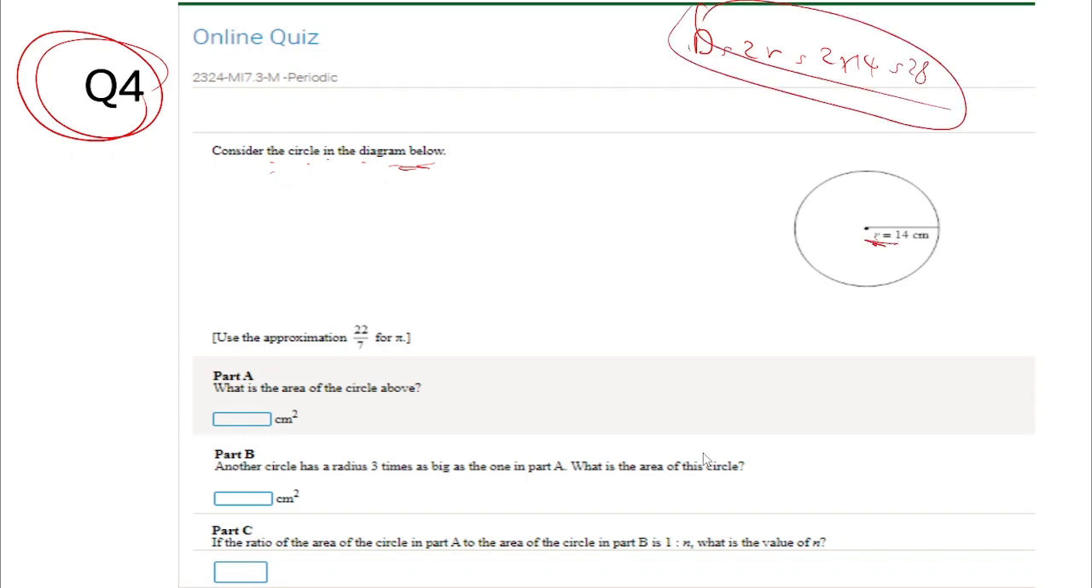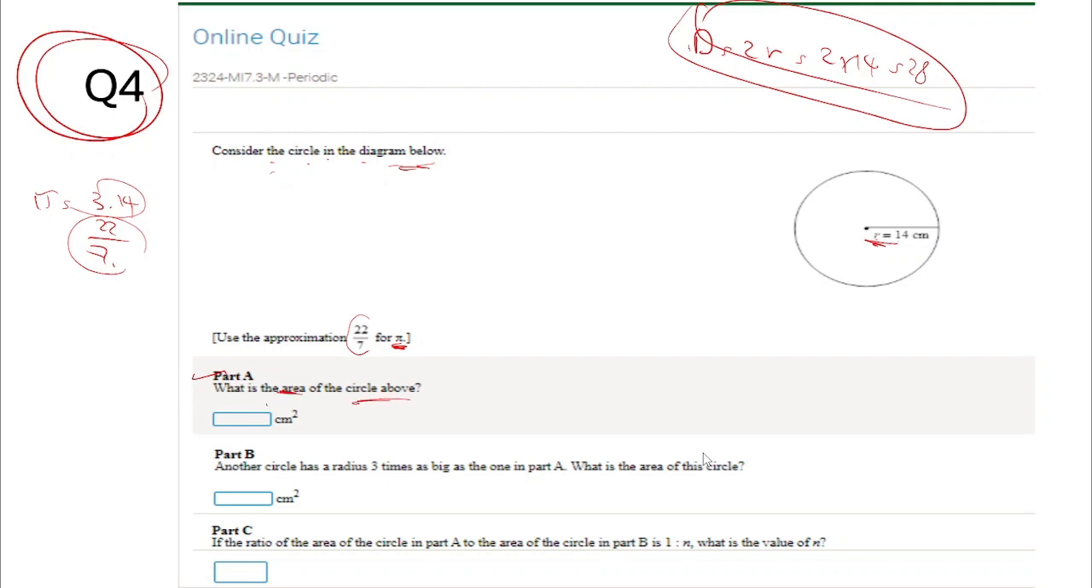But here it's mentioning the radius. And here it says use the approximation 22 by 7 for pi. Pi can be equal to 3.14 or 22 by 7. Both of them are correct. Okay? Now let's see part A. What is the area of the circle above?